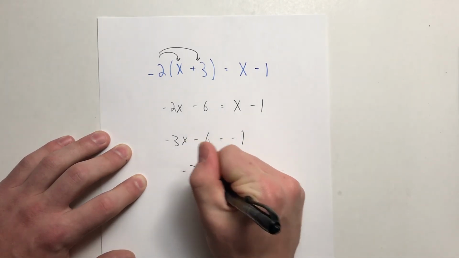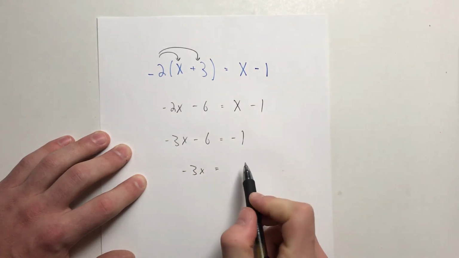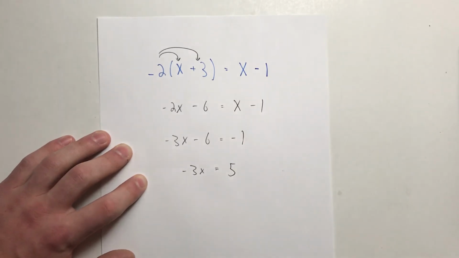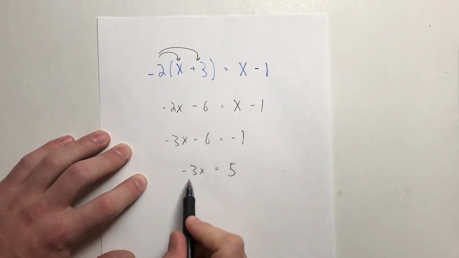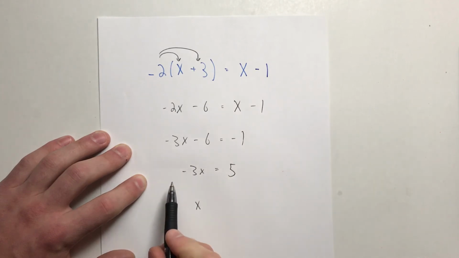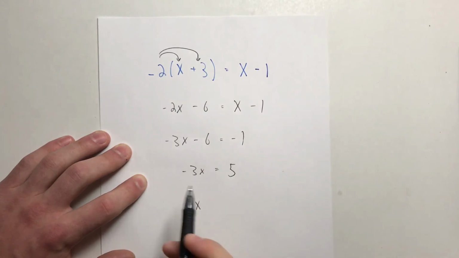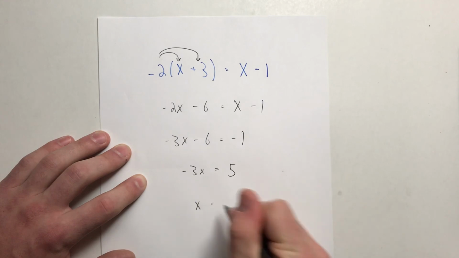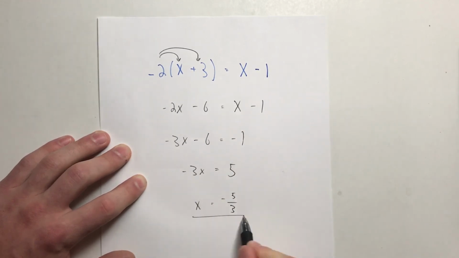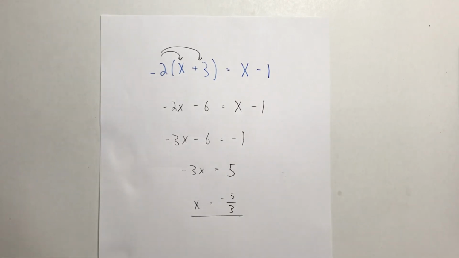So I'm left with negative 3x equals negative 1 plus 6, since I added 6 to both sides, so that's just going to equal 5. And last but not least, we want to isolate our x, so we divide everything by negative 3, since our 3 is negative. So x is going to equal negative 5/3. So there's a third example there, and in the following video we're going to solve some of these using the graphing calculator.